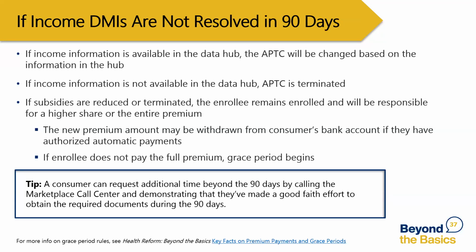But a helpful tip is that a consumer can actually request additional time beyond the 90 days by calling the Marketplace call center, and by demonstrating that they've made a good faith attempt to obtain the required documents during that time. So, Mia could say she was having trouble getting verification from her employer, or maybe Jalen could say that he didn't have all the information that he needed.